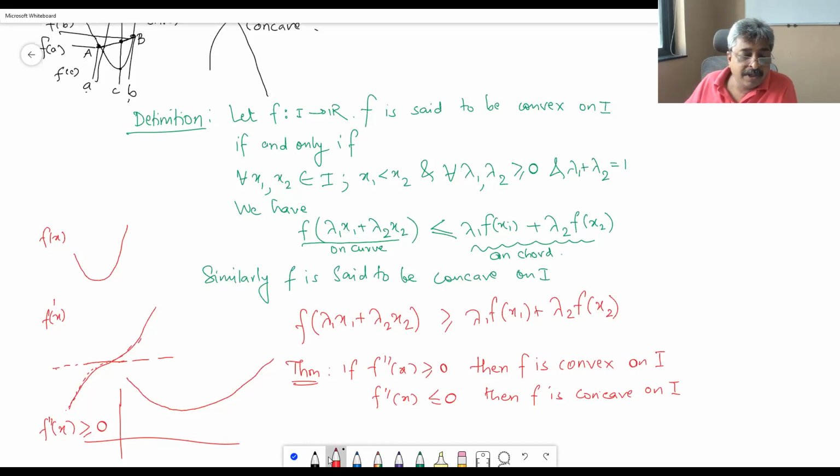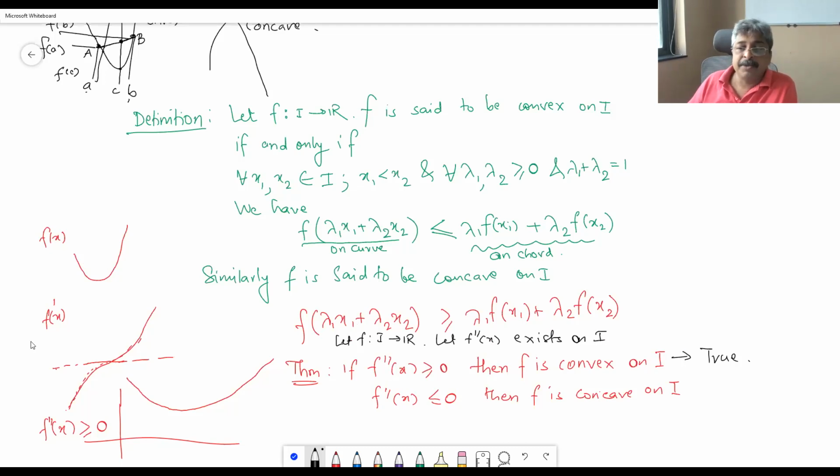So prerequisite, let me write down the prerequisite. Let f be the function defined from I to R. Let f double dash of x exist on I. If that happens, can we say that if f double dash of x is greater than or equal to 0, then it is convex? At least whatever drawing work we have done here, yes, seems to be true.